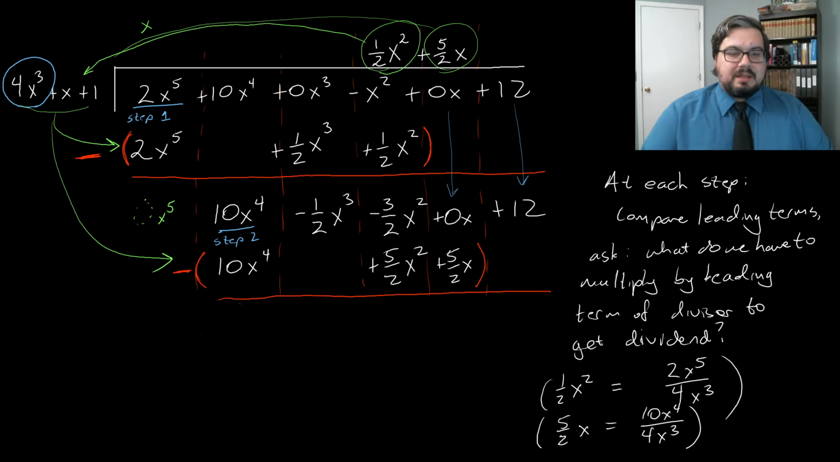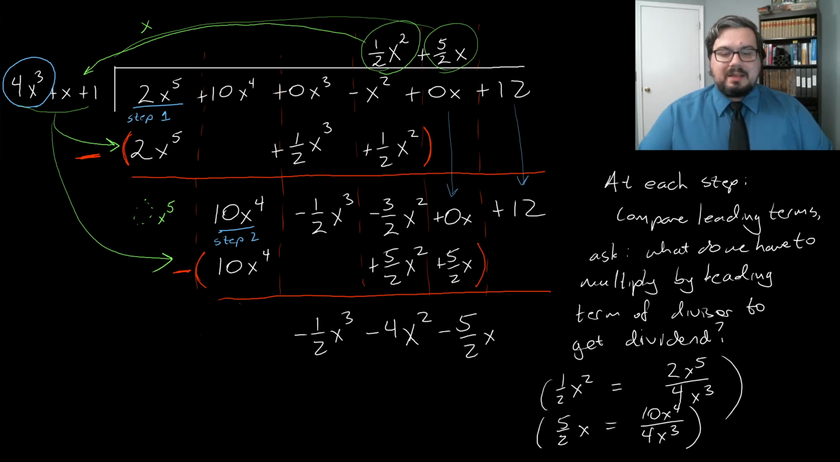Now doing that, let's see, negative 1/2 x cubed just becomes negative 1/2 x cubed. Negative 3/2 x squared minus 5/2 x squared becomes negative 8/2 x squared, which is negative 4x squared. 0x minus 5/2 x squared becomes minus 5/2 x squared. And then 12 minus 0 is still just 12.